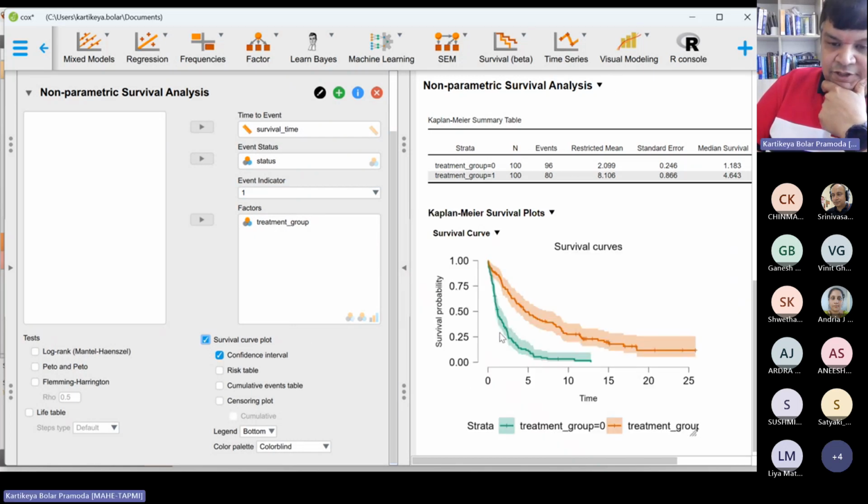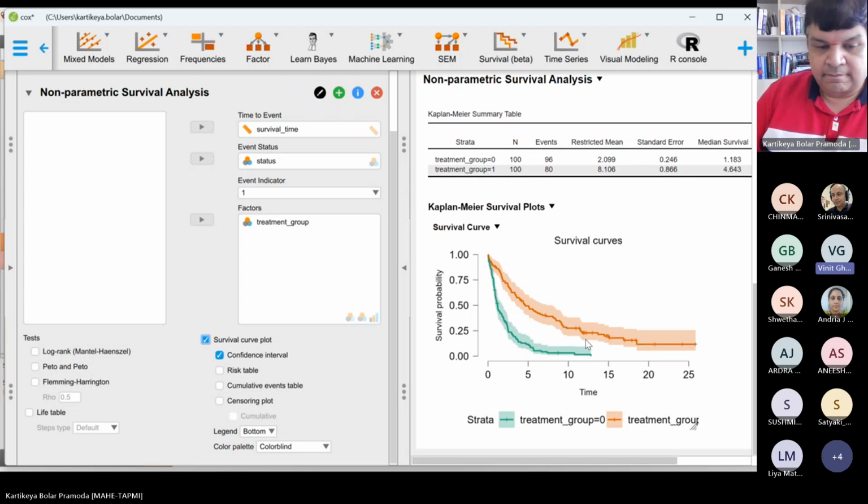So exactly the one which you just saw: the same survival probability against time. You would be getting that here. It is showing that the group on the top has higher probabilities of survival, whereas the group which has not undergone treatment has lower chances.